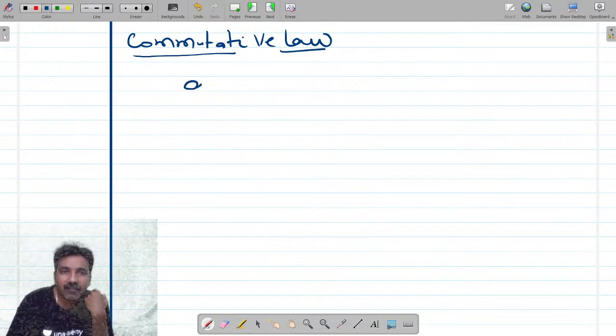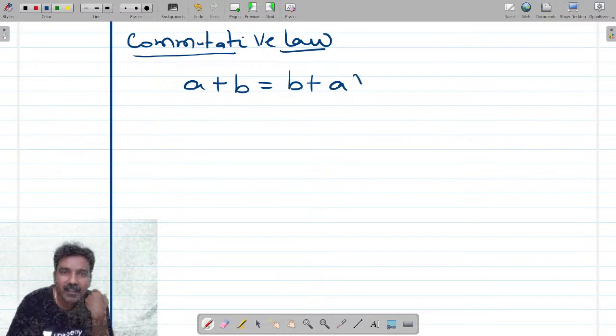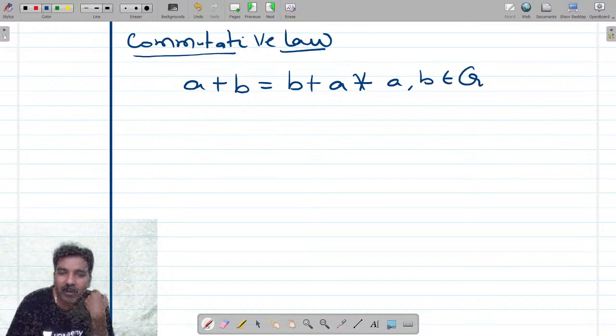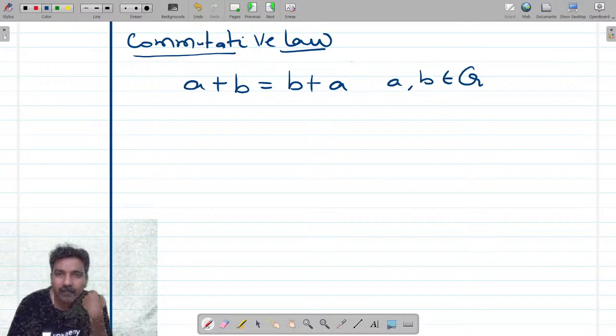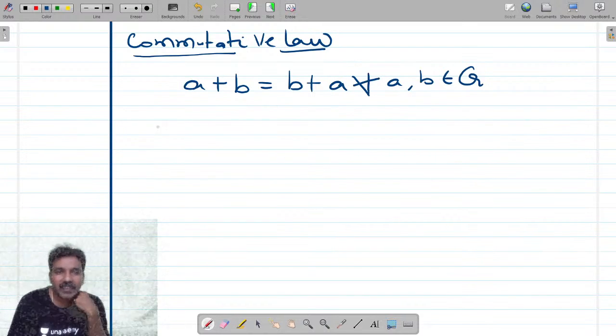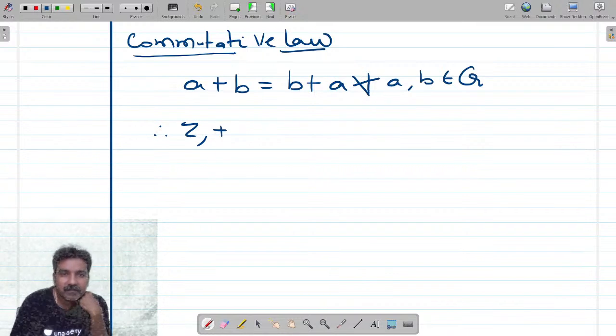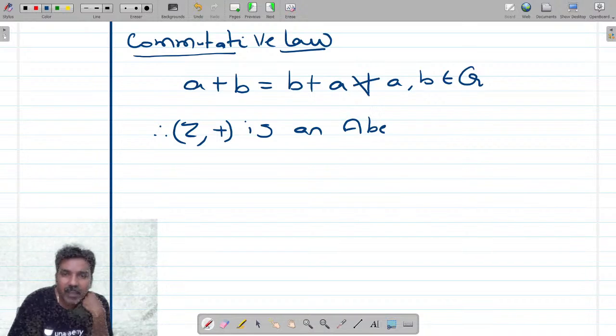You will get the commutative law. A plus B equals B plus A for all A, B belonging to Z, because star means plus. So therefore (Z, +) is an abelian group.